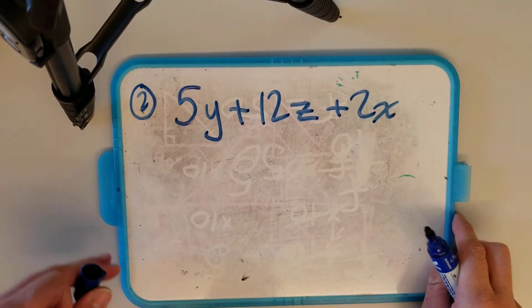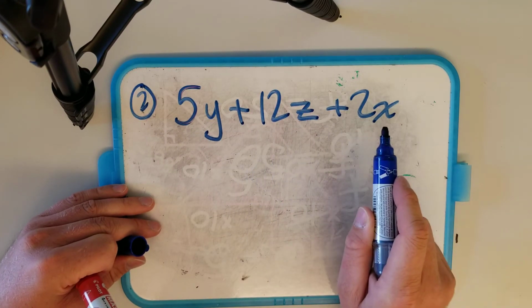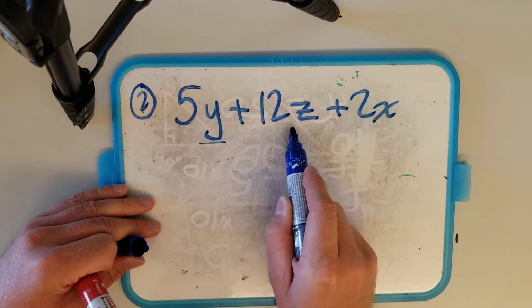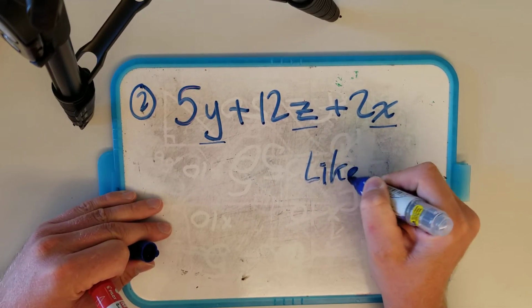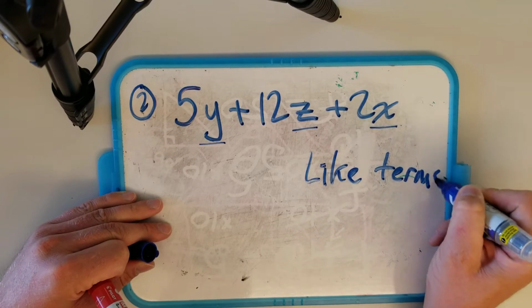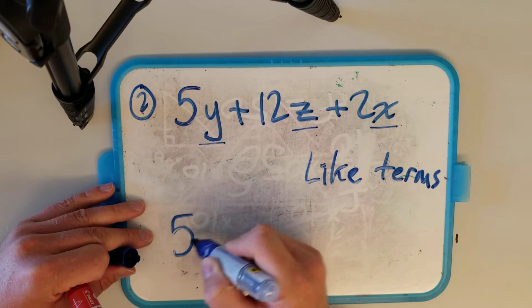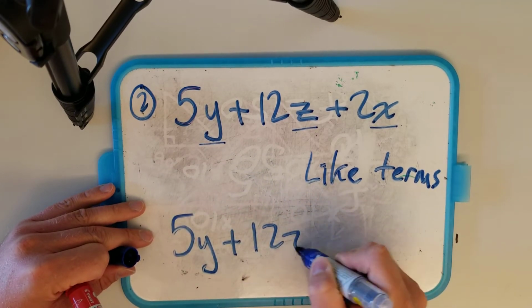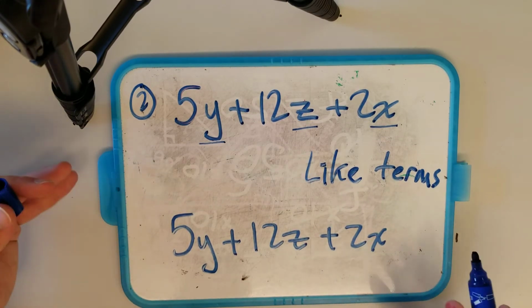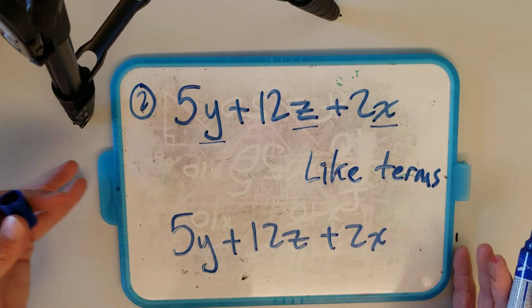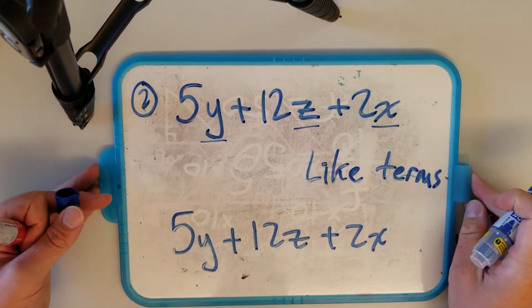The second example. In this situation, we've got 5y plus 12z plus 2x. Each letter is different, and unless we have like terms, we can't combine things together. So in this situation, we would actually just leave it as 5y plus 12z plus 2x. There's nothing we can do to simplify this other than just leaving it as it is. All right? So if we have all different letters, it's not possible to simplify it.